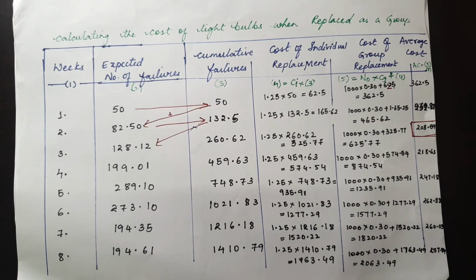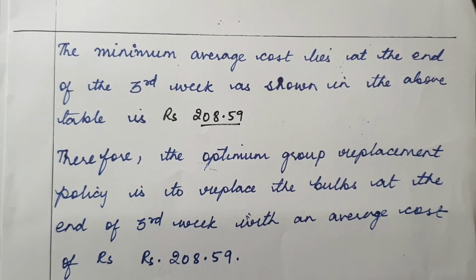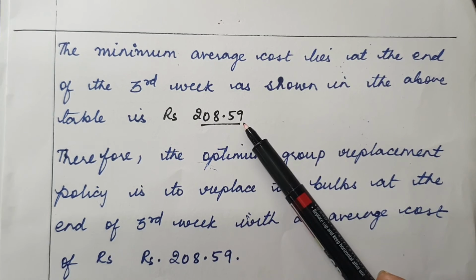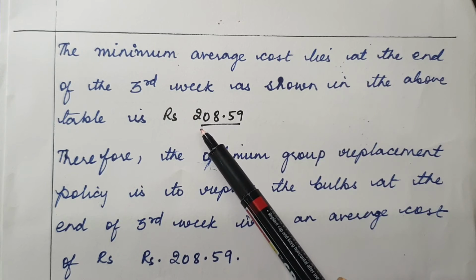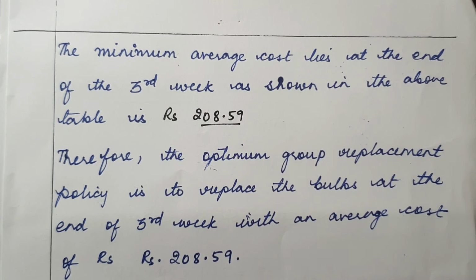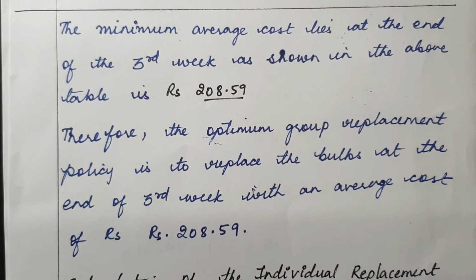Now after that what do you have to do? You have to write like this: the minimum average cost lies at the end of the third week, as shown in the above table, that is 208.59. If you replace in the third week, how much is the minimum average cost? 208.59. Therefore, like this you have to write: the optimum group replacement policy is to replace the bulb at the end of the third week with an average cost of 208.59.